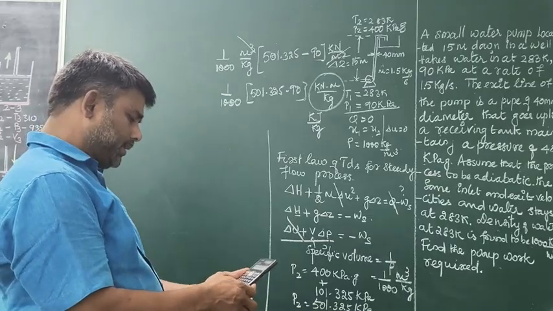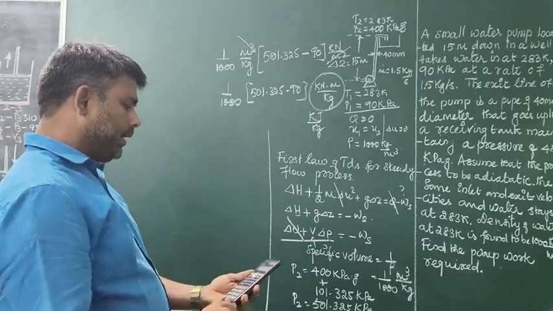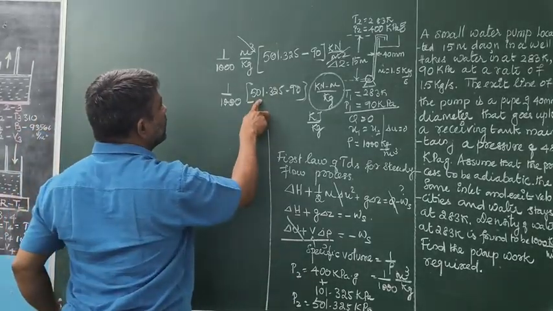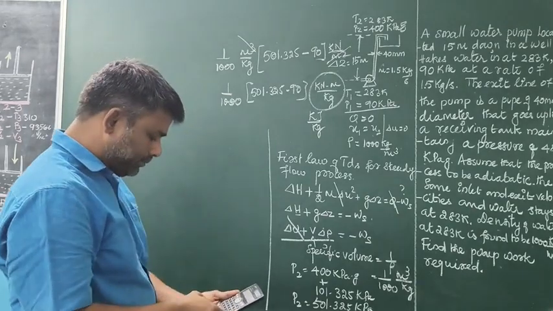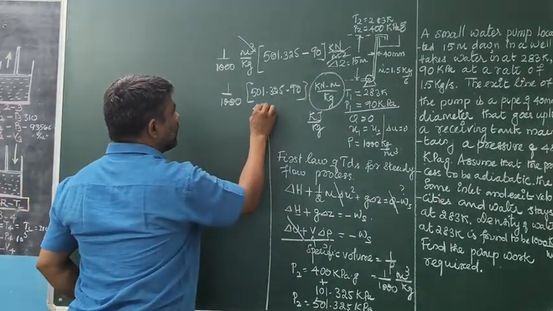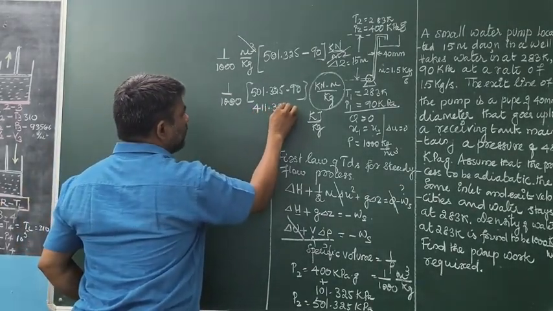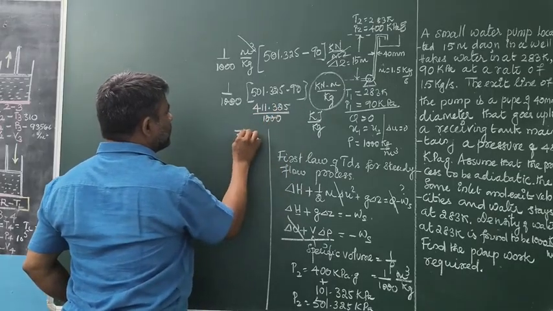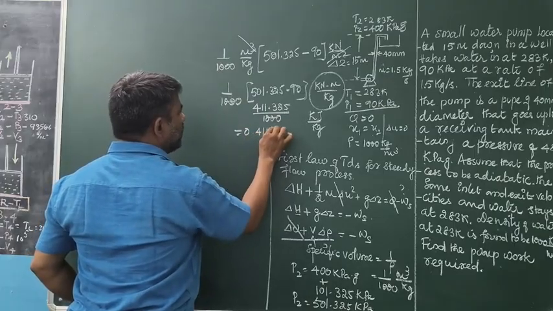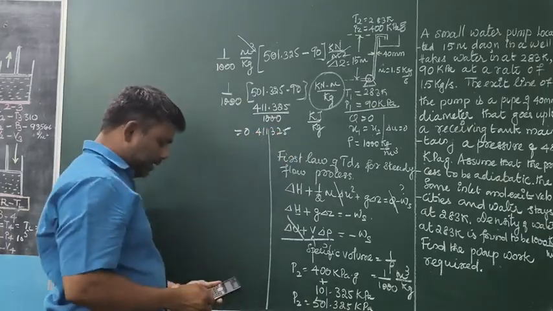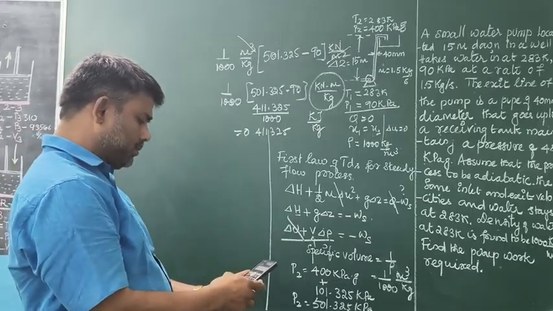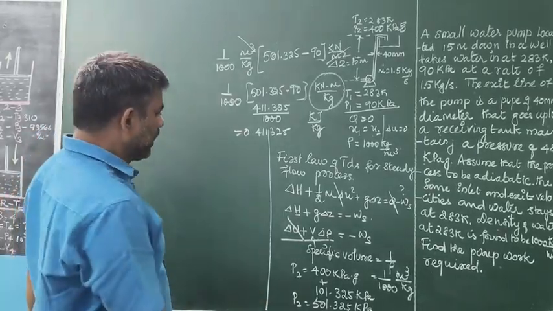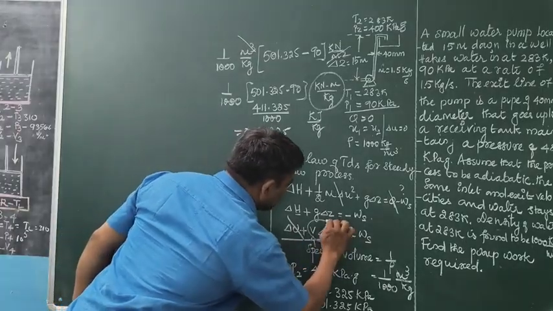What is the answer? 501.325 minus 90 is 411.325, divided by 1000. So this becomes 0.411325 kilojoules per kg. Clear? Right, now it is ready.